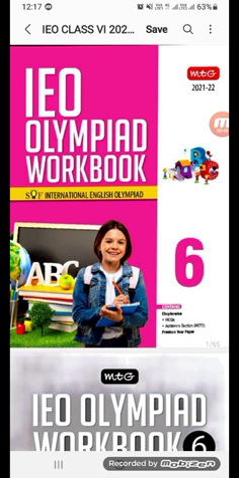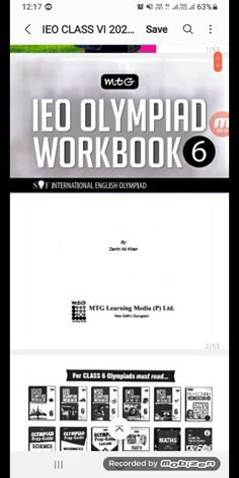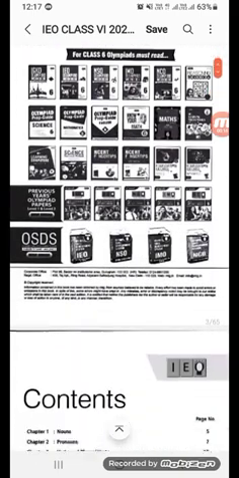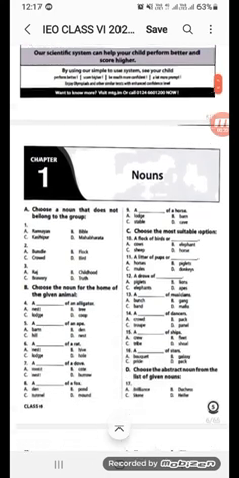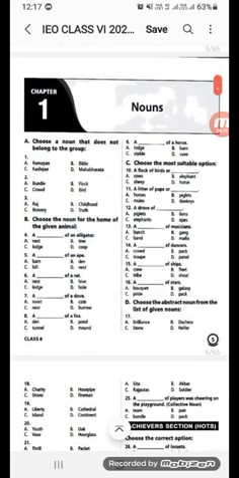As per your IEO syllabus, the first chapter which you have in your workbook is nouns. And this topic of English grammar is quite familiar to us because we have been studying this topic for many years. So nouns are naming words that are used to name persons, places, animals, things, feelings or ideas.